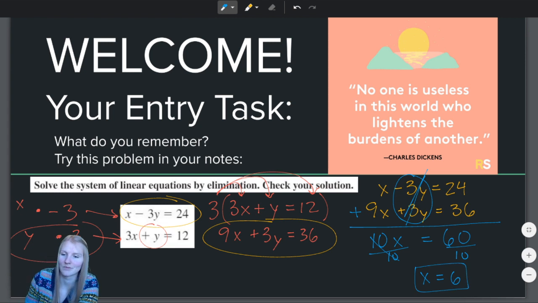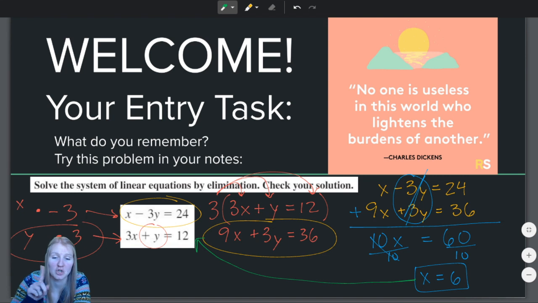Nice and easy. So now I can take this x equals 6 and I can plug it into any equation that I want. Equation number 1 or equation number 2, and I can solve for y. Now I notice the bottom equation has y with a coefficient of 1. So if I used equation number 2, I wouldn't need to divide at all when I'm solving for y. So let's do that. We have 3x plus y equals 12.